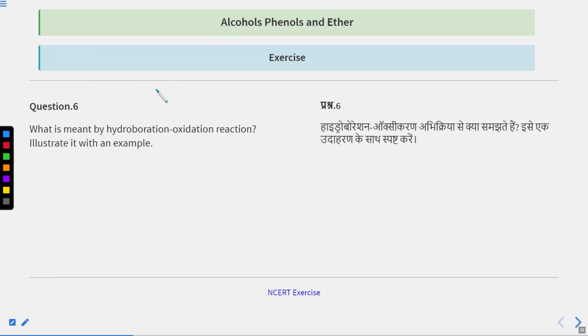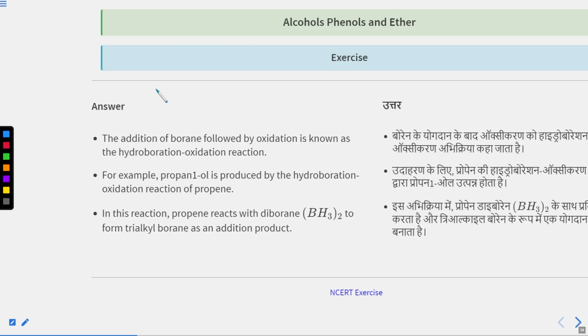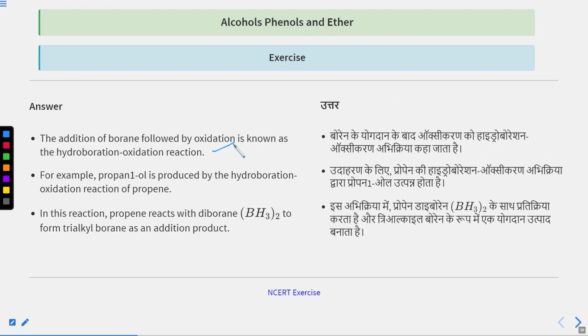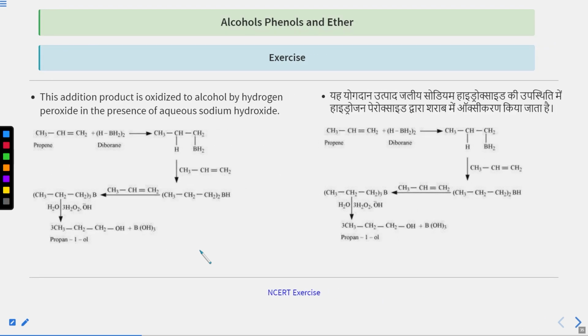What is meant by hydroboration oxidation? So in hydroboration oxidation, what do we do? We treat our alkene with a borane, and the addition takes place opposite to Markovnikov, that is anti-Markovnikov rule. At last we just hydrolyze it to get the alcohol. So the addition of boron followed by oxidation is called hydroboration oxidation. For example, propan-1-ol is produced by the hydroboration reaction of propene. In this reaction we react it with diborane to produce trialkylborane as an addition product, and then this addition product is oxidized to alcohol by hydrogen peroxide.